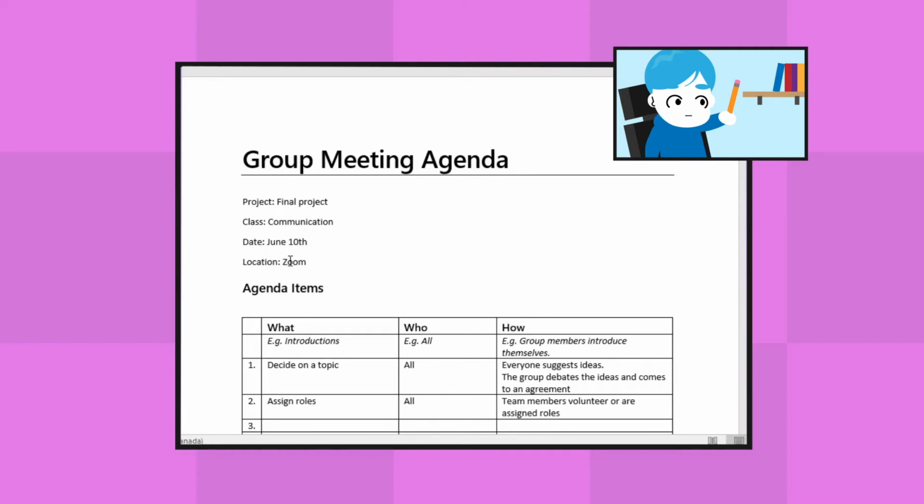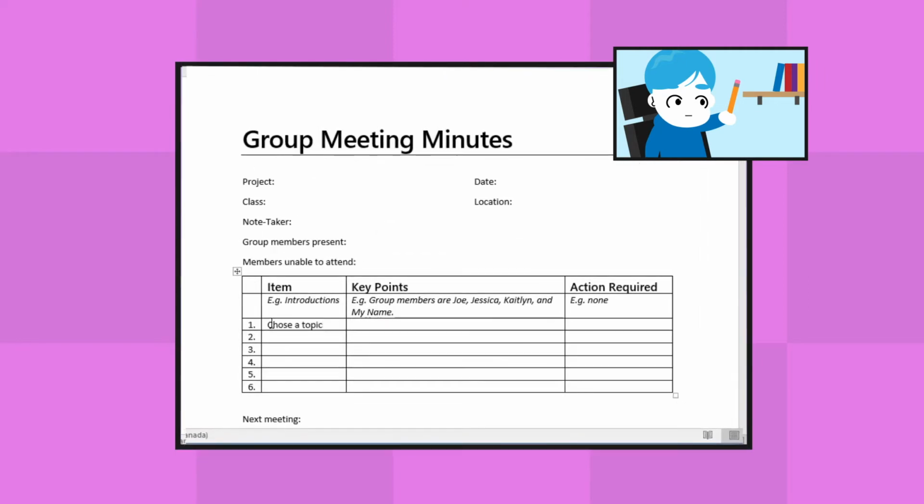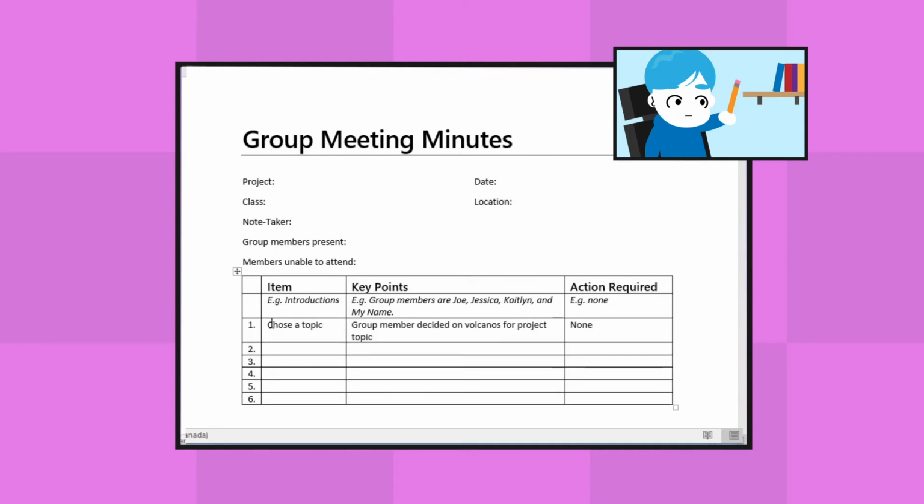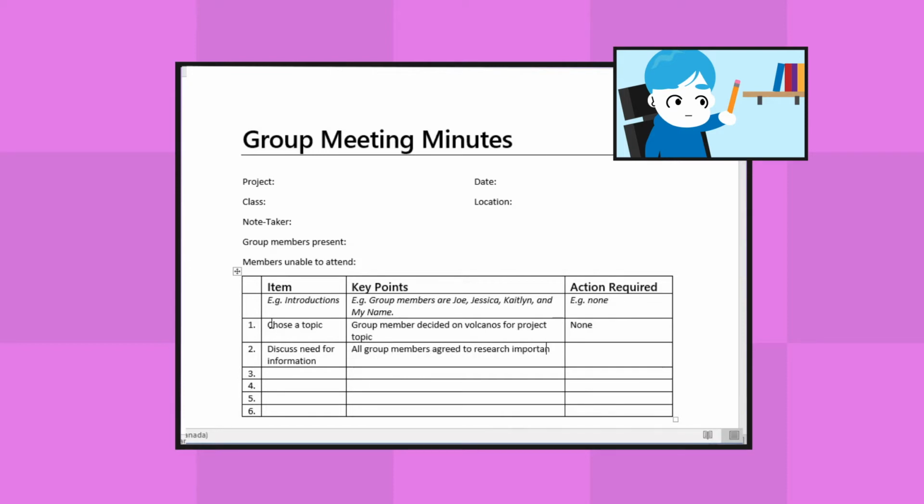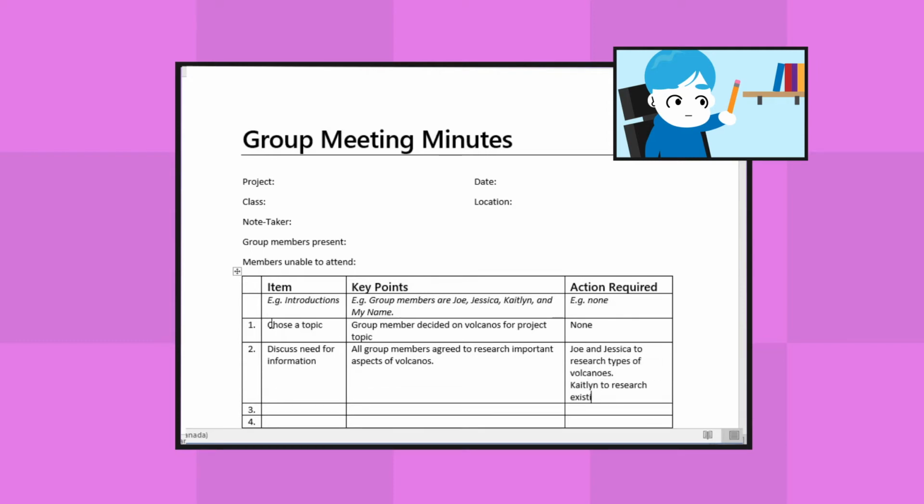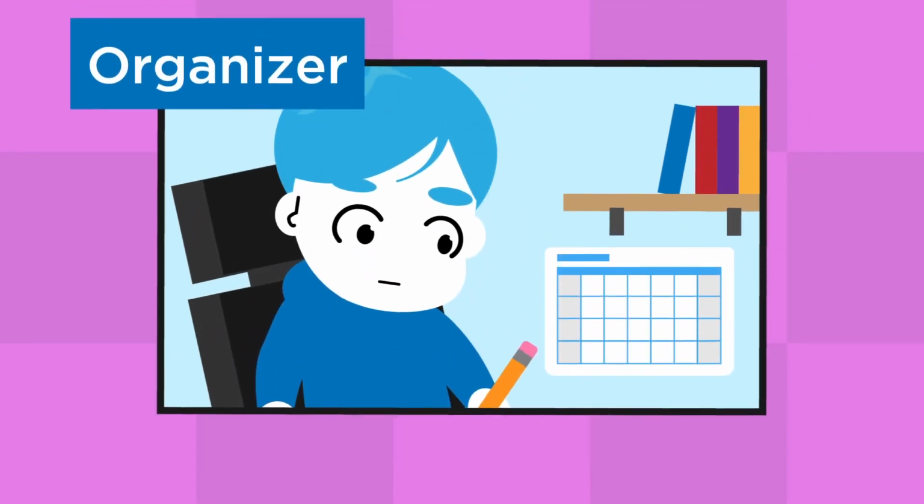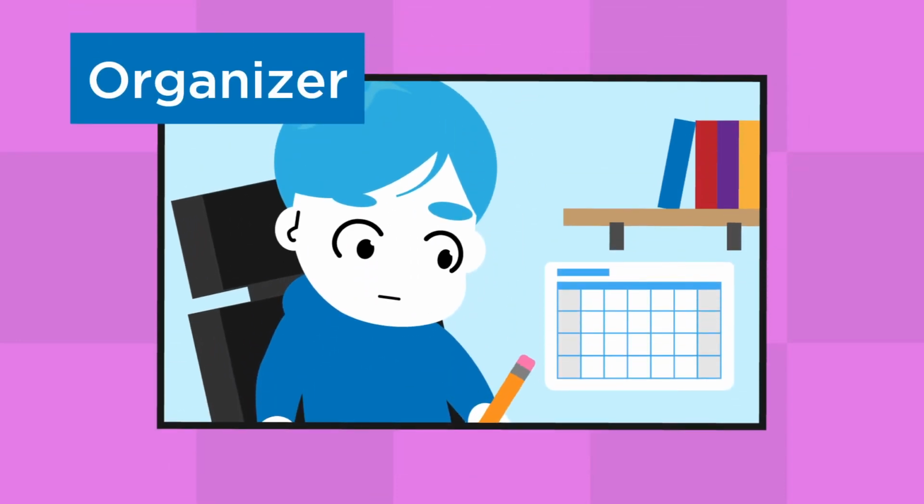When you meet, one person in the group should take meeting notes, also known as minutes. These meeting minutes should include the general topics that were discussed and a summary of the discussion. It should also include any decisions that were made and anything that the group members are supposed to do. It can be helpful to assign roles and responsibilities to each group member. This might include designating one person to set up meetings and create meeting agendas, another to take minutes, among other roles.